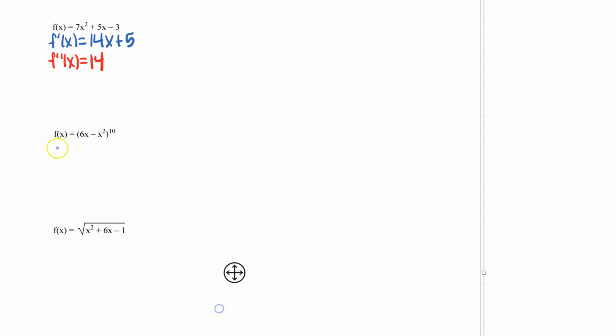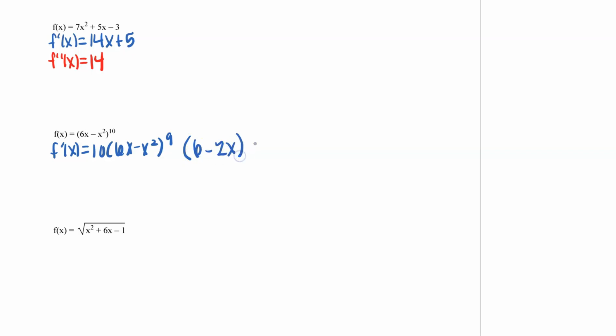We got to use our chain rule. So the first derivative would be bring down the 10, leave the inside alone, subtract 1 from the exponent, times the derivative of the inside, that would be 6 minus 2x. Now the really only cleanup we could do is we could distribute the 10 into here. We can't put it into here because the 9 is guarding it. And so I'm going to say that is 60 minus 20x times 6x minus x squared to the 9th.